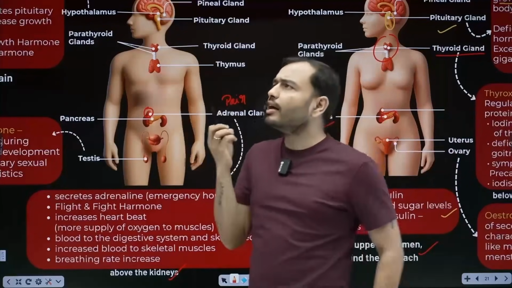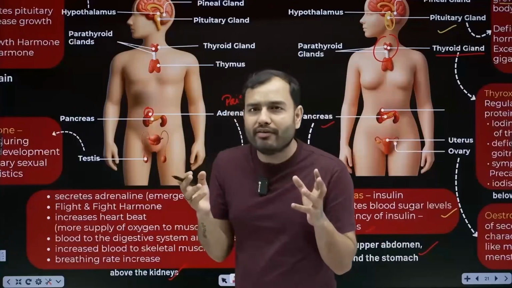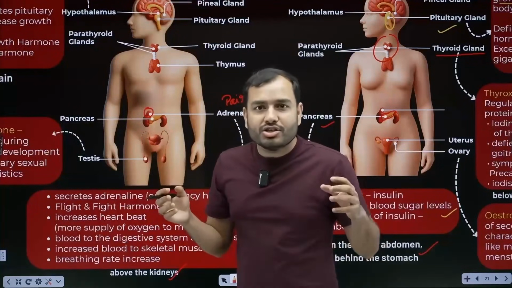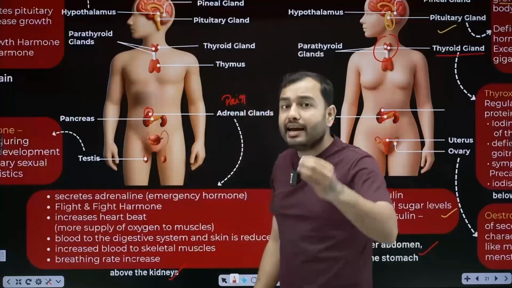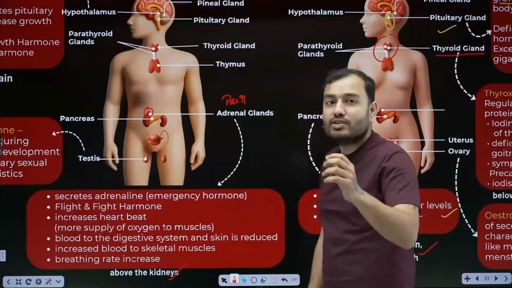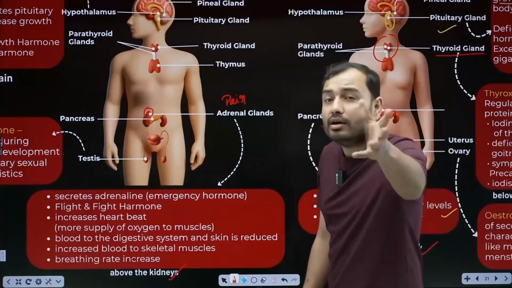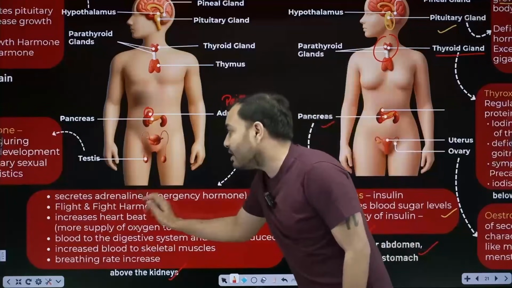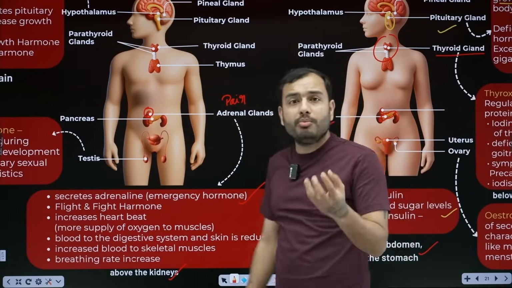Adrenal gland. Hearing the name, does something come to mind? You must have heard it many times: we are having an adrenaline rush. So what does it produce? The adrenal hormone secretes adrenaline, which we also call the emergency hormone.